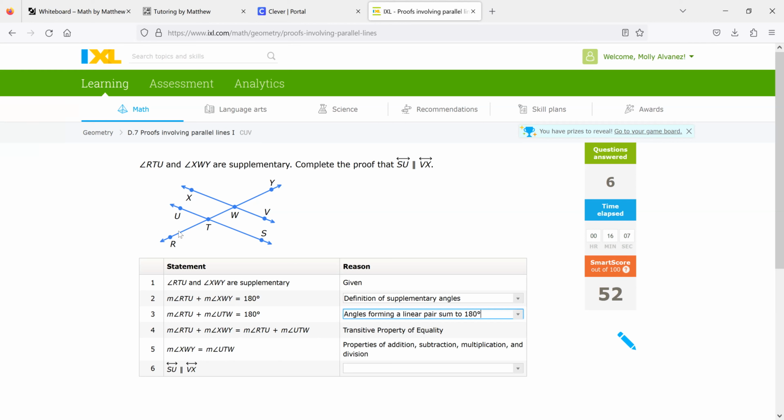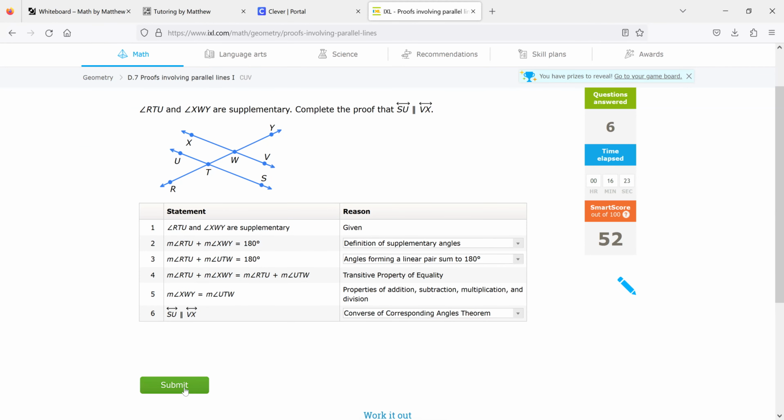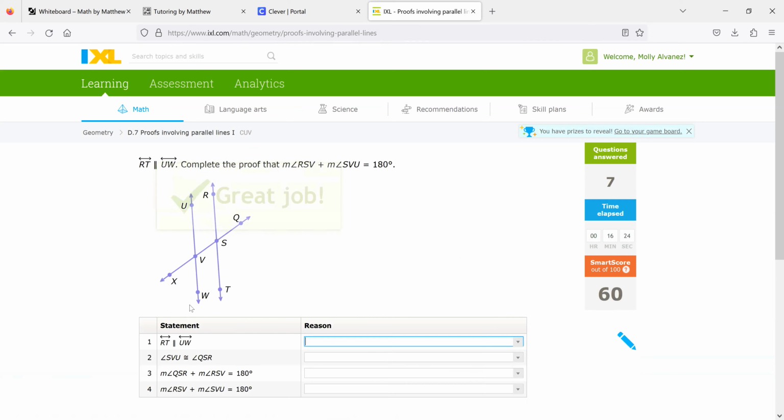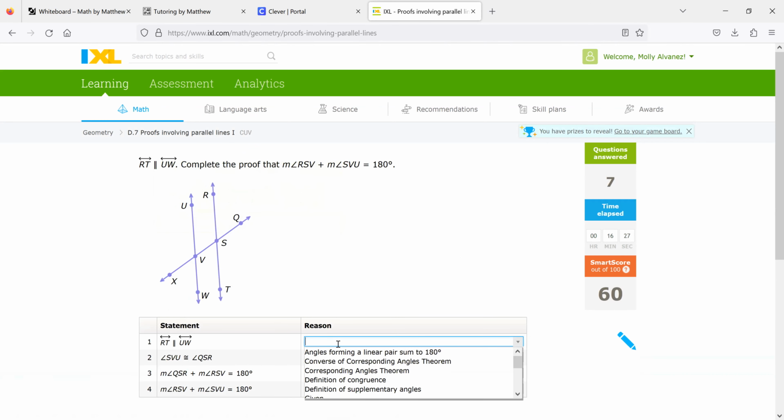Measure of angle XWY is congruent to UTW, and those are corresponding angles again. So it's going to be another converse of corresponding for that. All right, so that's given. That's given.